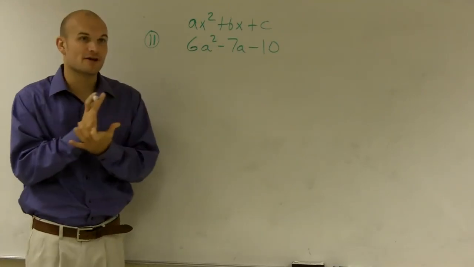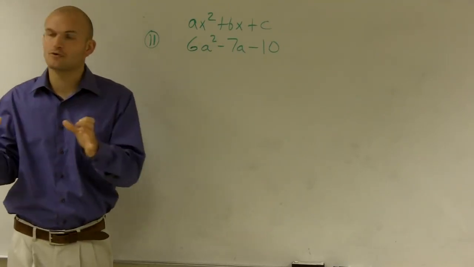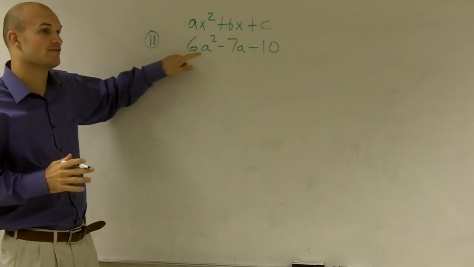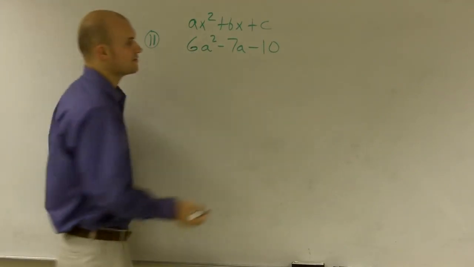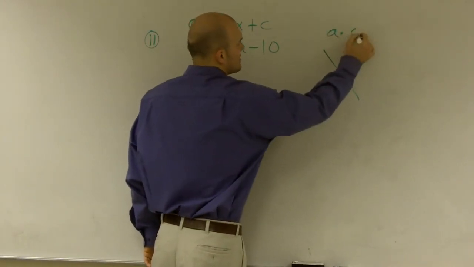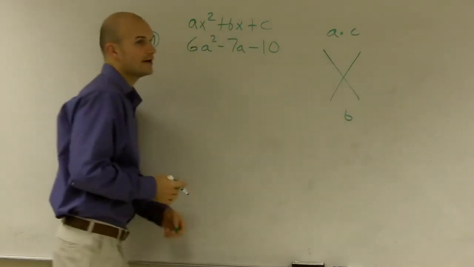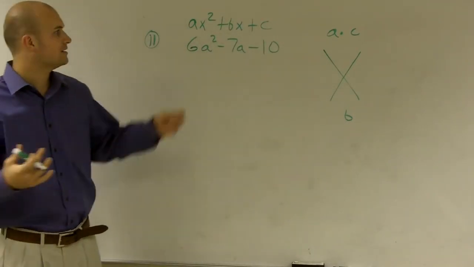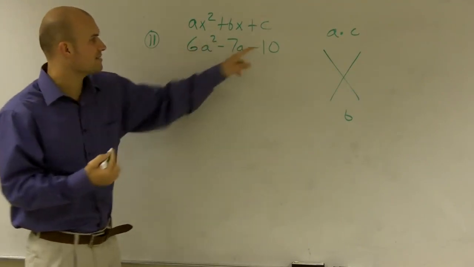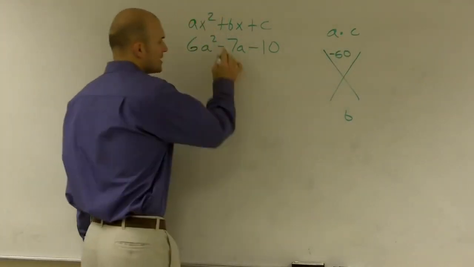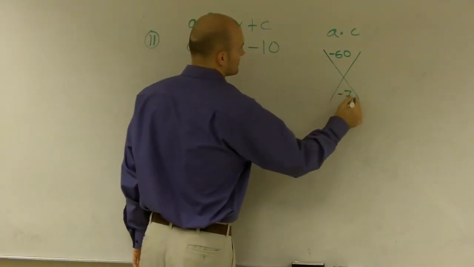All right, so we want to follow this path, and it's a very straightforward way to understand how to do factoring when the coefficient of a is greater than 1. I'm going to create what we'll call the diamond. I'm going to multiply a times c and b. This is a foolproof way to always check. So I do a times c, 6 times negative 10, which is negative 60, and my b is negative 7.